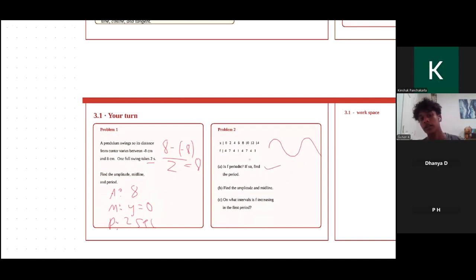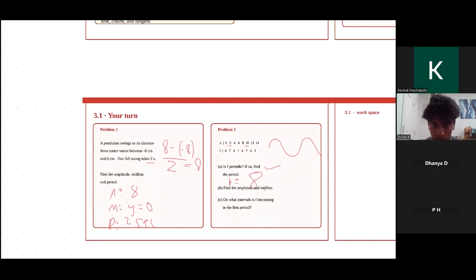Now to find the period, we subtract the X values of two of the maximums. The maximum seems to be 7. So let's look at the two X values for where Y equals 7. We have X equals 2 and X equals 10. So the period must be 10 minus 2, which is 8. P equals 8.